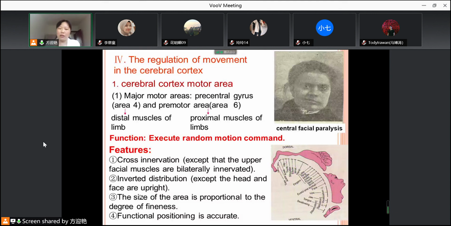So here the cerebral cortex motor area is a functional area. We can see here the hand: if this area is excited and innervates the hand, the hand needs to be accurate. This is the feature of the cerebral cortex motor area. I hope you understand this feature. Okay.